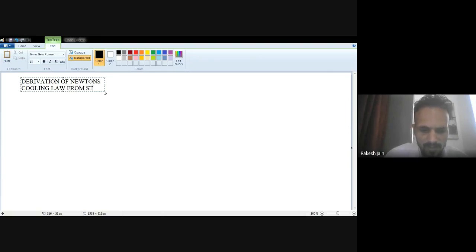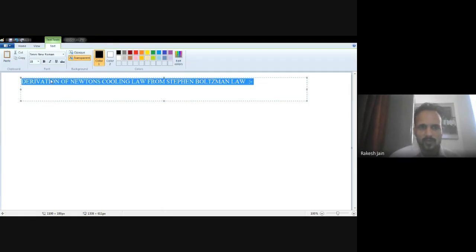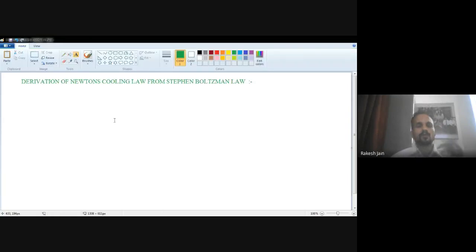from Stefan-Boltzmann law. So derivation of Newton's cooling law from Stefan-Boltzmann law, we have to derive this. Now we will start. Before starting, first of all, let's write down both of those laws in formula form so that it will be easy for you to derive them.